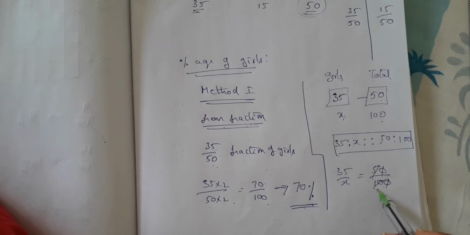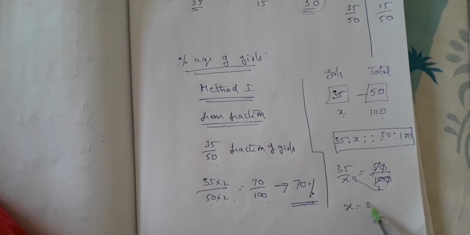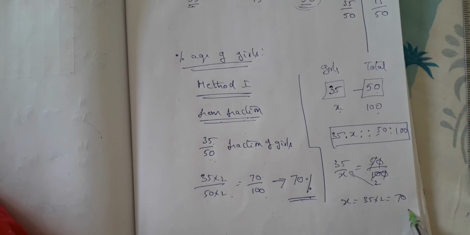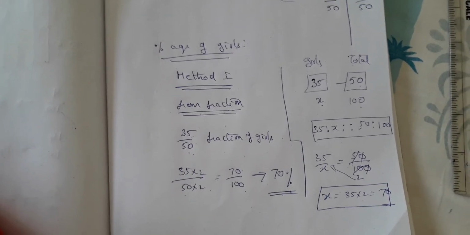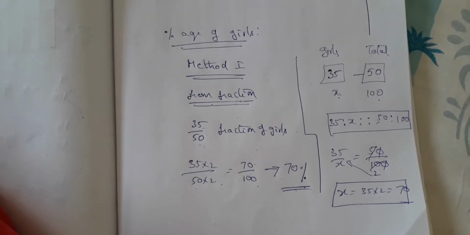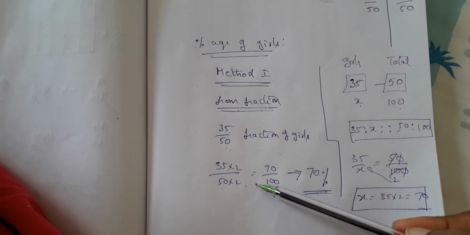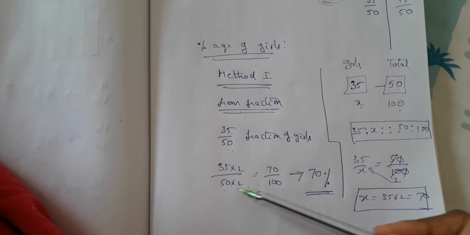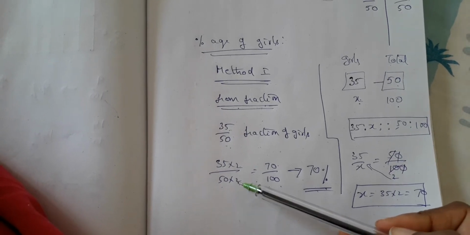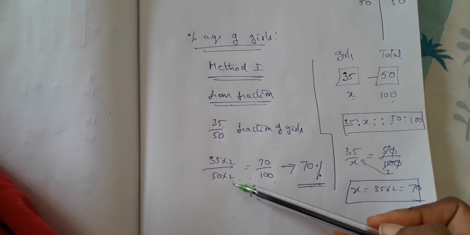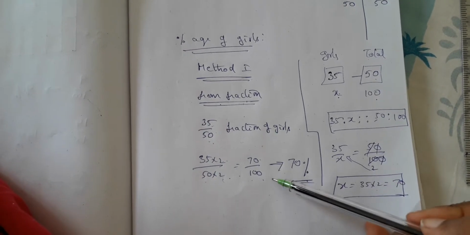Easy method. Now cross multiplication: 50 x is equal to 35 into 100, so x is equal to 70. See the beauty of mathematics. In whichever manner you understand, you can do it in all possible ways. From fraction I took it like this: I just made the denominator equal to 100. Whichever number I multiply with the denominator, I have to multiply the same number with the numerator. This is a little bit logical method.